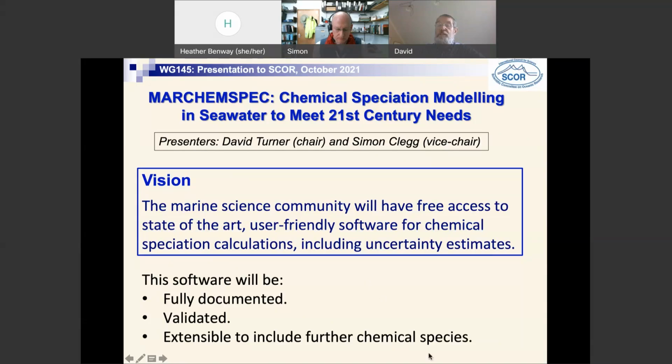The introduction of full documentation, validation, and uncertainty estimates is a major step forward in this field. The aim of this presentation is to provide an update on the working group's progress over the past year. First, Simon Clegg will present an overview of the development of the chemical speciation model for next year's software release. Next slide.